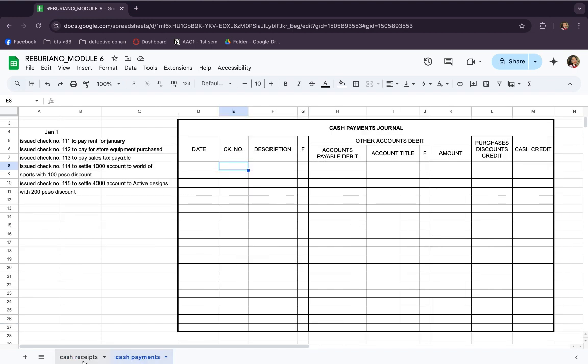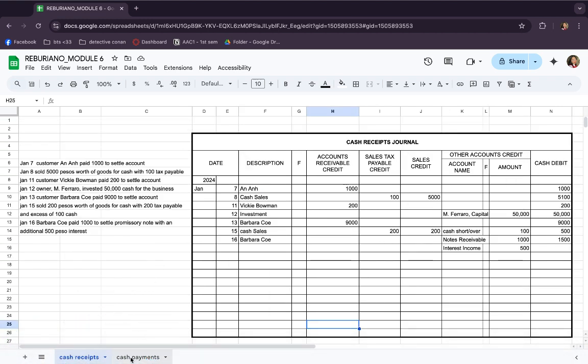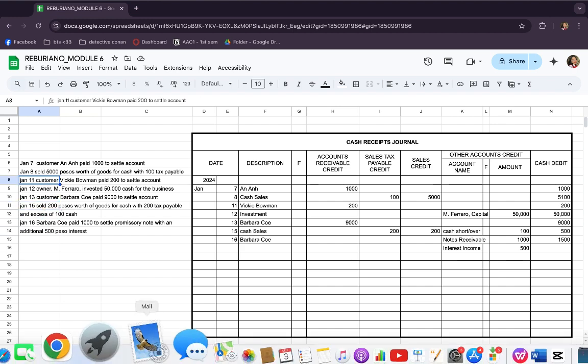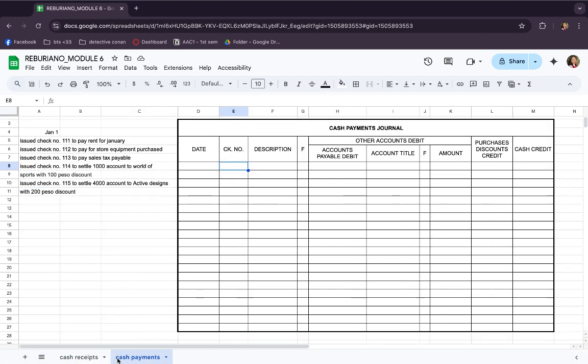Pero medyo iba yung format ng ating journal. And yung nature of transaction is also somewhat different, kasi compared to the cash receipts, obviously sa cash payments, puro issued check, kasi when we issue payments, kailangan may basis. So, yan yung check. Parang pang-verify siya.